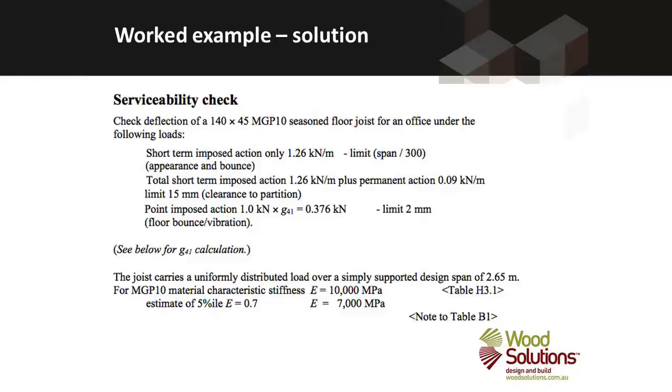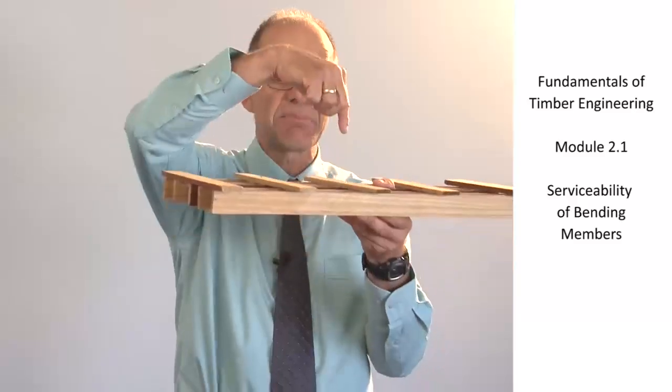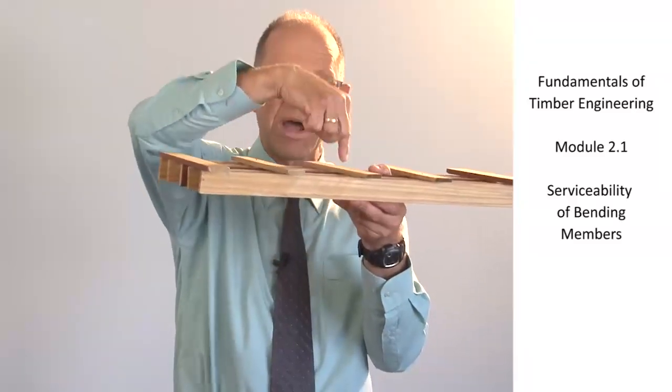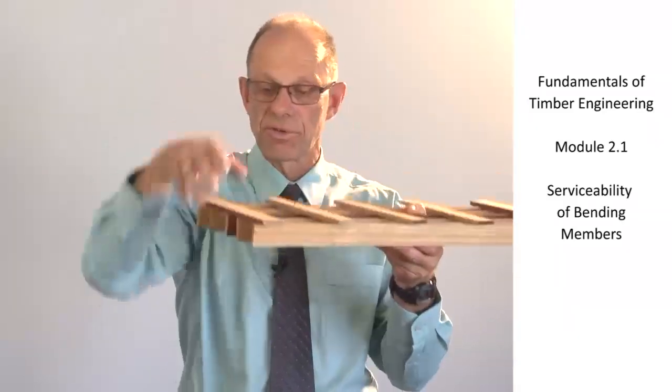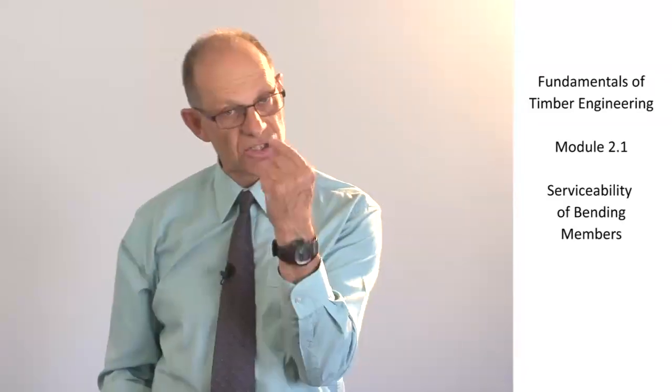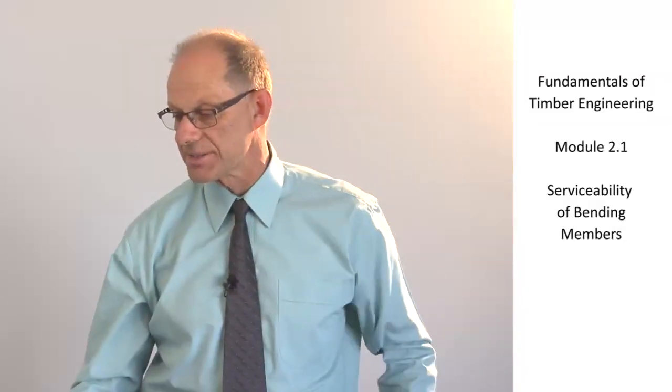partition. And finally, often for floors, we're worried about bounce. How bouncy is the floor? There's an empirical rule for determining the bounciness of the floor, and that is how much does it deflect under a 1 kilonewton applied point load in the centre of the floor. So we're going to look at the performance of the floor under each of those load cases.